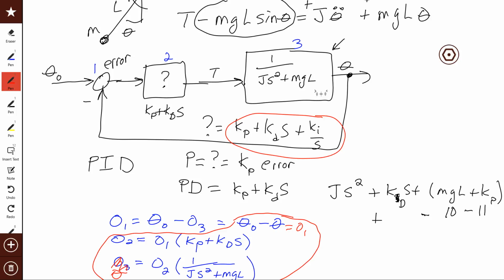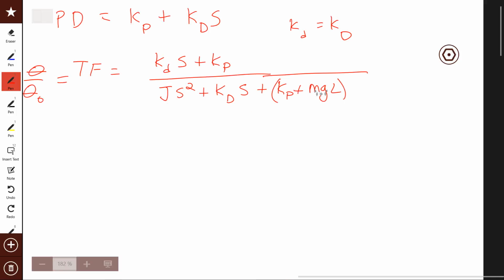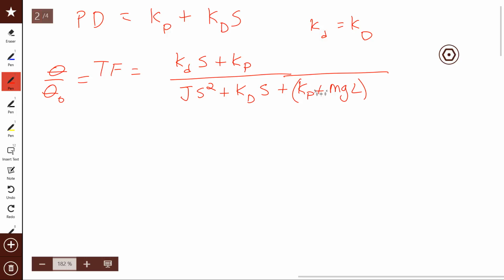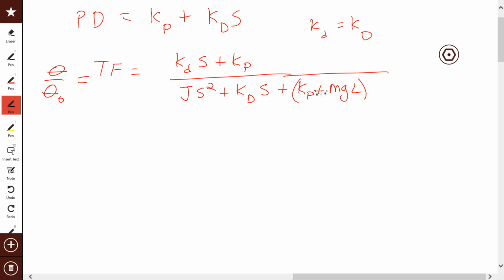If I say I want theta, which one do you pick? Output 3. If I said I want the torque, what's the steady state value of torque? Output 2. You get the idea? Make sense? Step one, you solve for whatever it is you want the steady state value of. So I'm going to multiply through by theta zero. So step one, boom, multiply through by theta zero.